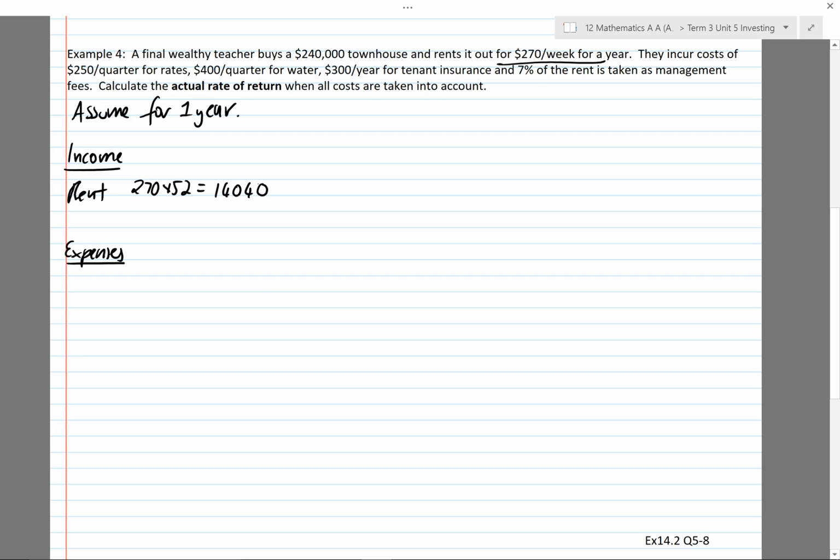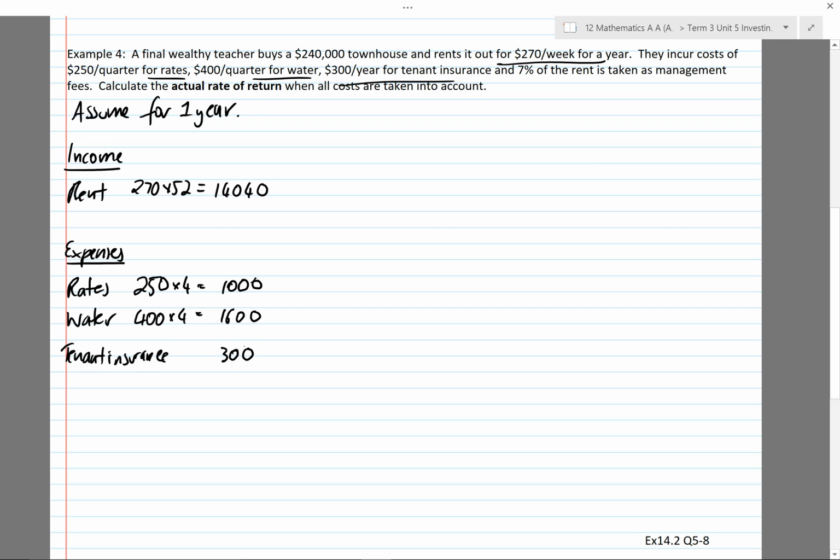And then I need to list these expenses. So I'll underline them as I do them. Those rates, which is $250 per quarter. So I need to multiply by 4 to get the expense for the year. I've got water, okay, $400 per quarter. I have tenant insurance, which is $300 per year, so I don't need to multiply that by anything. And 7% of the rent is taken as a management fee. Management fee, 7% of the rent, so of that total yearly rent.